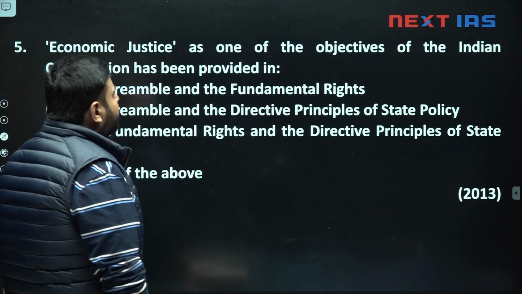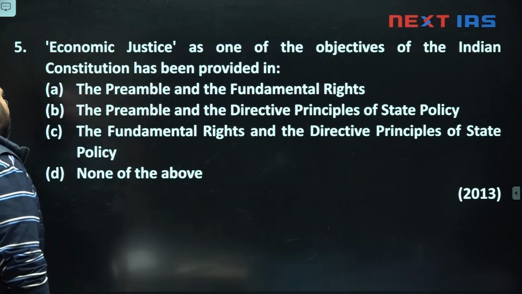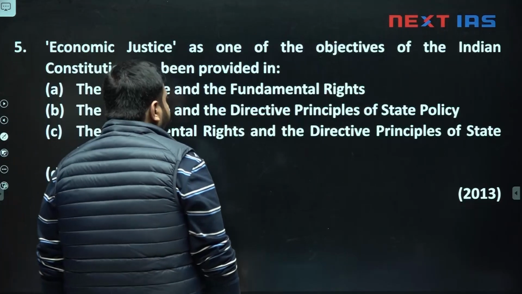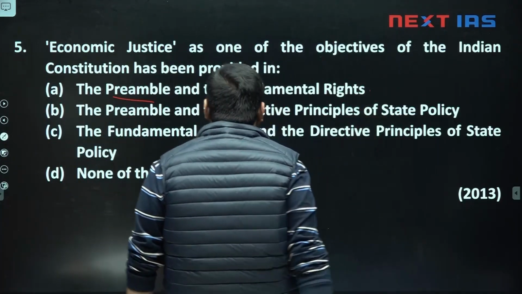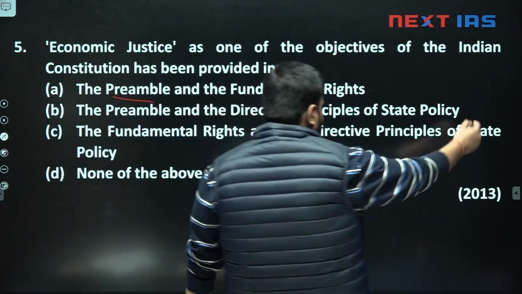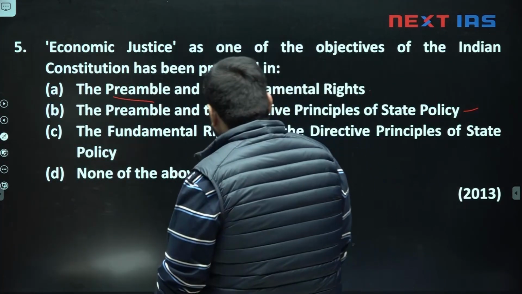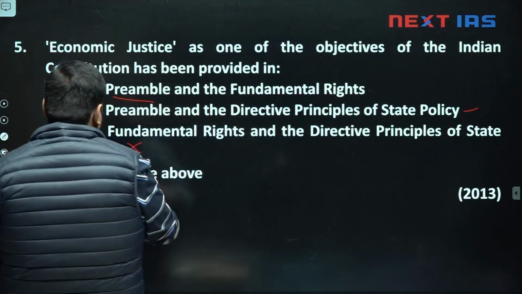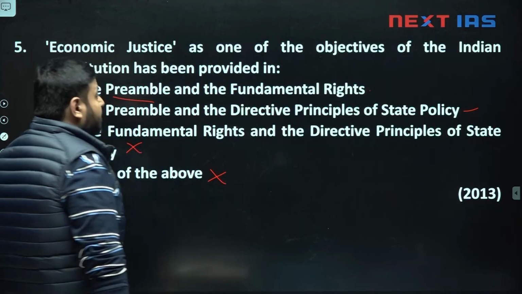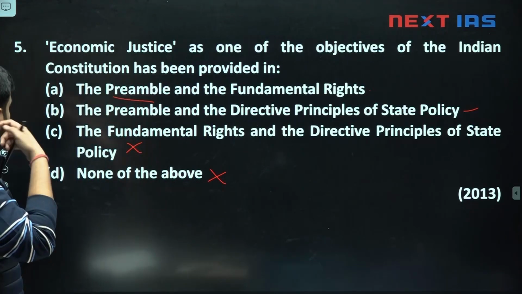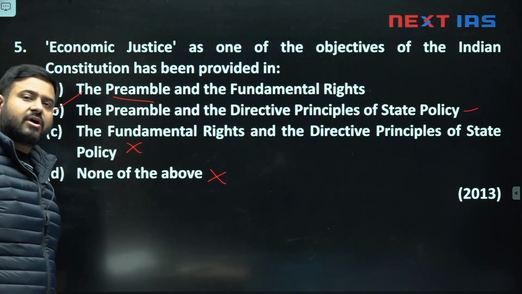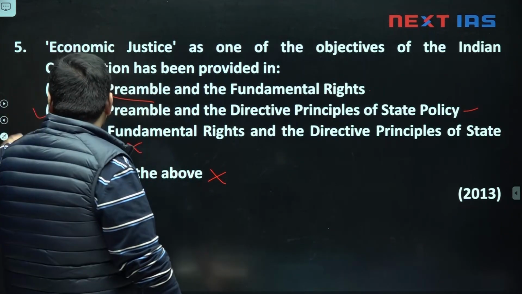Economic justice as one of the objectives of the Indian constitution has been provided in the preamble, yes, it is there. And fundamental rights, let us see, read the other statements. The preamble and the DPSPs, yes, it looks correct. Let's see the other statement. Fundamental rights and DPSPs, no. In the preamble, it is specifically mentioned, none of the words. It is also wrong. So it is B. It is mentioned in the preamble and the directive principles of state policy.